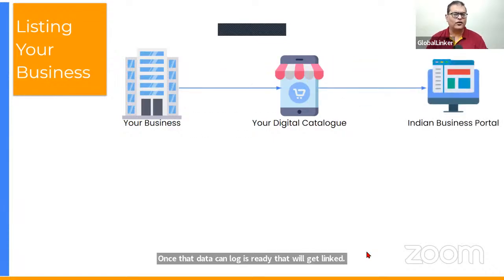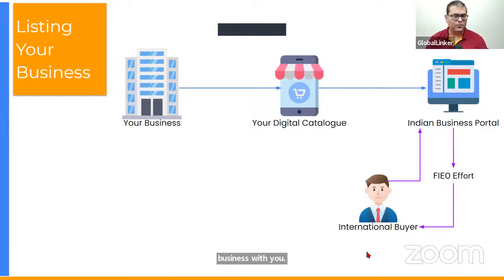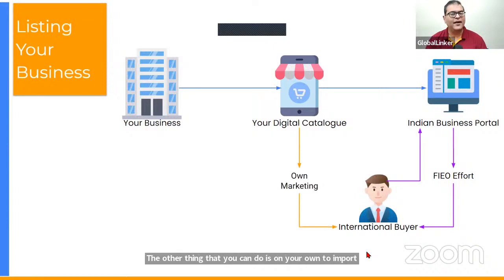Your product or service offering will start appearing on Indian Business Portal. Now, how does that help your business? That's where FIEO will make effort to bring international buyers onto Indian Business Portal, and international buyers will then see your product or service offering, and they will connect with you to do business with you. The other thing that you can do is put in your own effort, promote your business, reach international buyers, and bring them to your own digital catalog, and you can grow your business there as well.